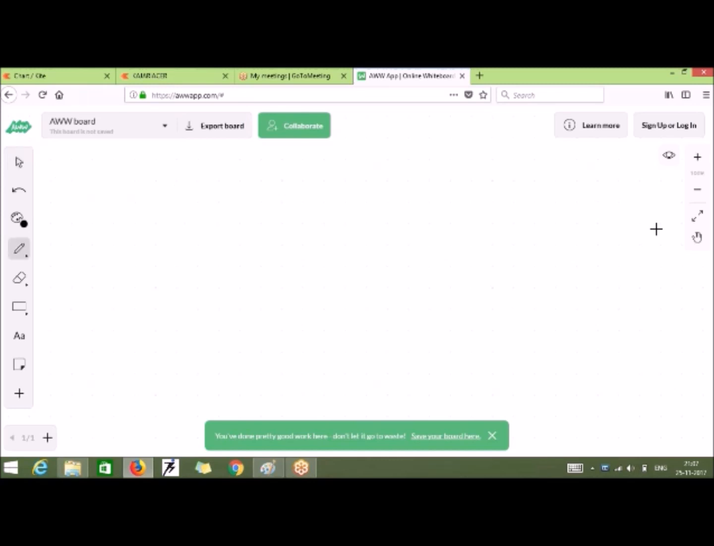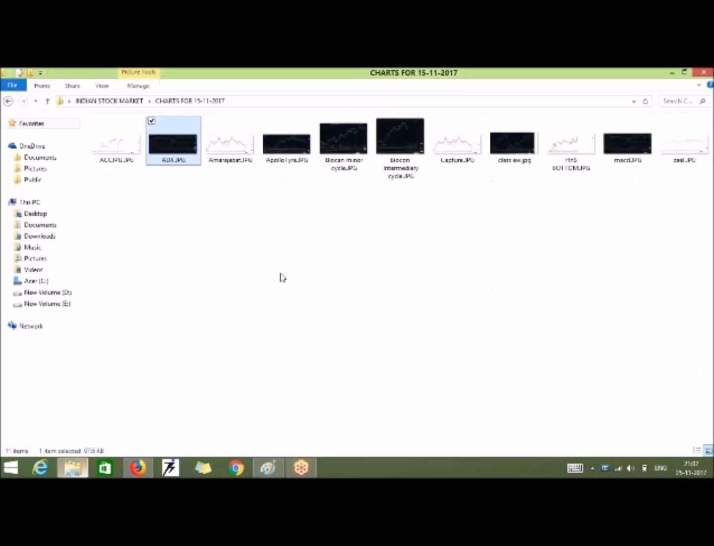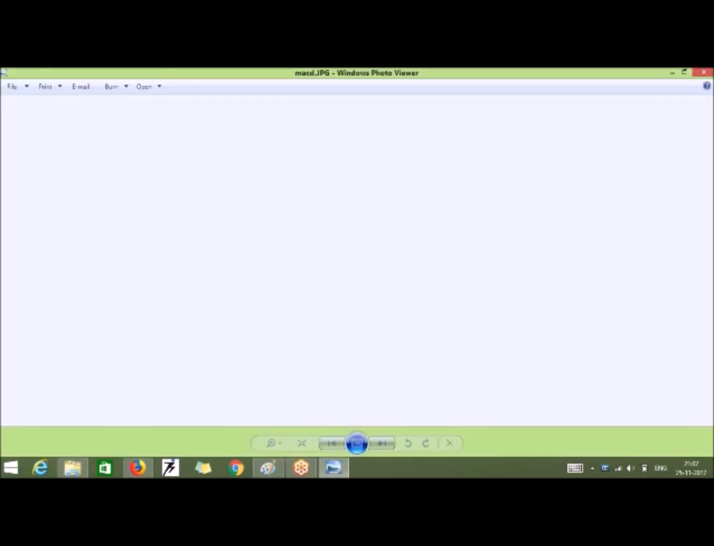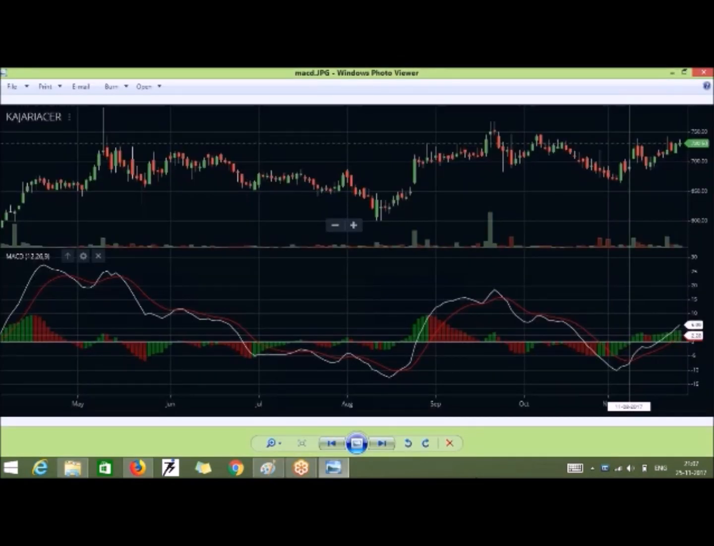So now coming to the chart so that I can tell you what exactly it is telling. MACD I have kept also. So MACD has two lines, you can see. The white one is the MACD line and the red one is the signal line. We'll be moving deeper into what exactly the signal line is all about.